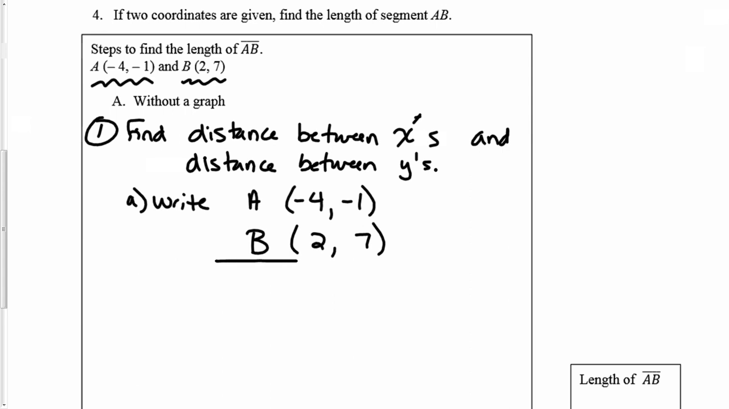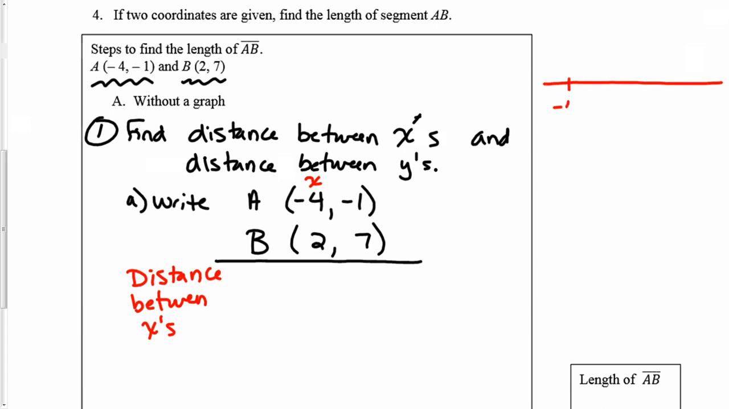I'm going to draw this line. So first thing I'm going to find is the distance between the x's. And the x's are the first coordinates. So I'm trying to find the distance between -4 and +2. Now, just as a little side note, let me draw this over here. We probably don't need to go through all of this. We can probably figure it out. So I'm trying to find the distance between -4 and +2. So that would be 1, 2, 3, 4, 5, 6.